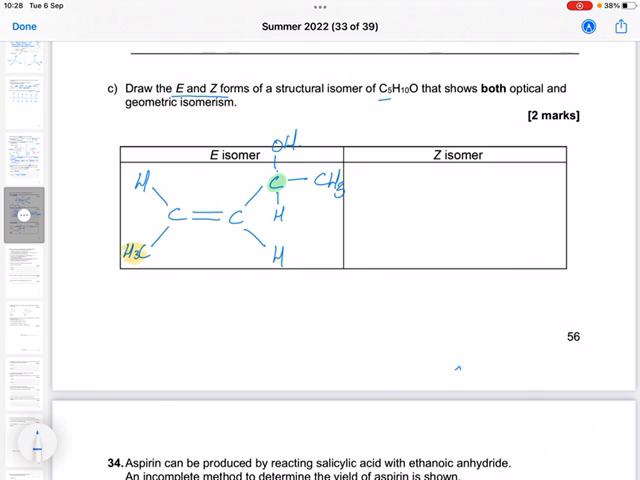So I just need to redraw that now with one of the priority groups the other way around. So H3C, again, just thinking about connectivity there. Hydrogen, and then here, C, H, OH, CH3. There we go. So a bit of working out needed there.